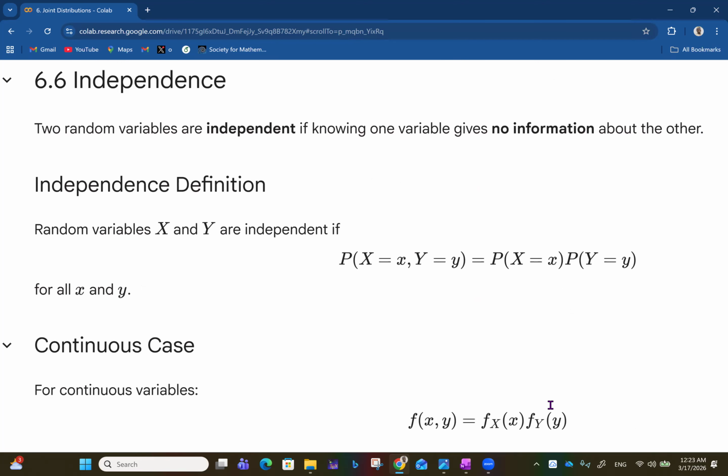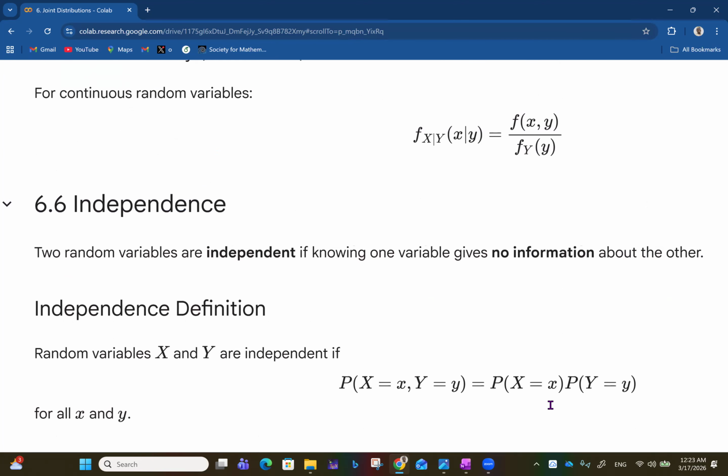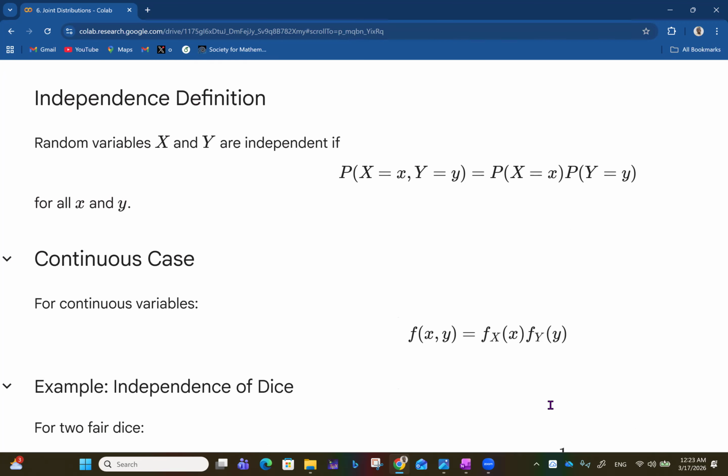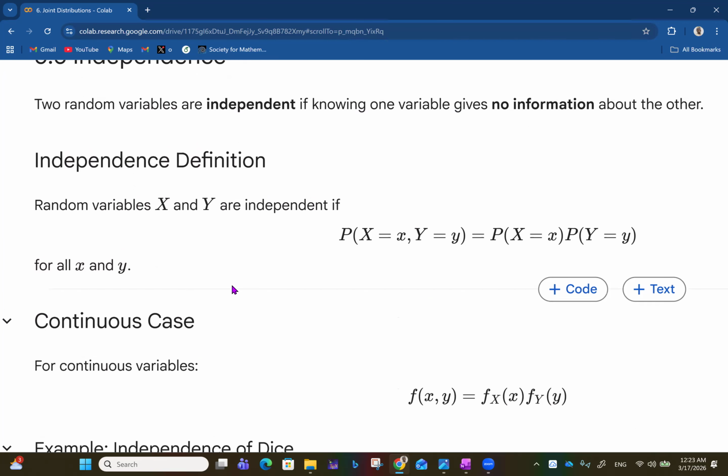Then we talk about the idea of independence. Two random variables are independent if knowing one variable gives no information about the other. Then you say they are independent. For the definition of independence, random variables X and Y are independent if the probability that X is equal to x and Y is equal to y is equal to the probability that X is equal to x multiplied by the probability that Y is equal to y, for all x and y. For continuous variables, you have that f of x comma y is equal to f sub X of x multiplied by f sub Y of y.